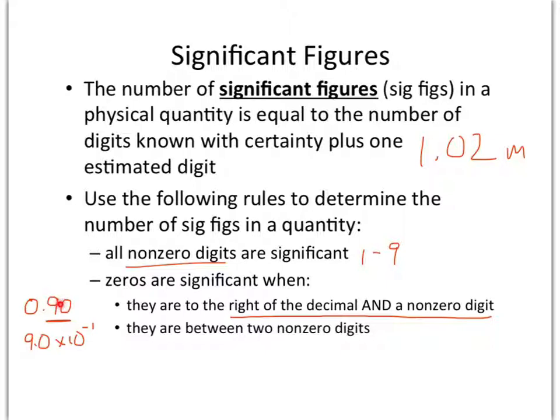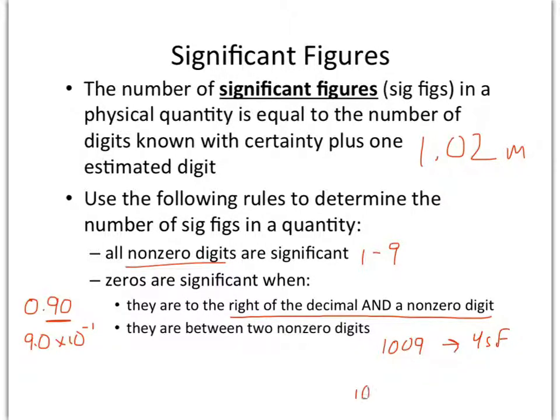Zeros are also significant if they're between 2 non-zero digits. 1,009, all right? You can think of the two non-zero digits as bookends, and that they make that significant and that significant as well. So that would be 4 significant figures.